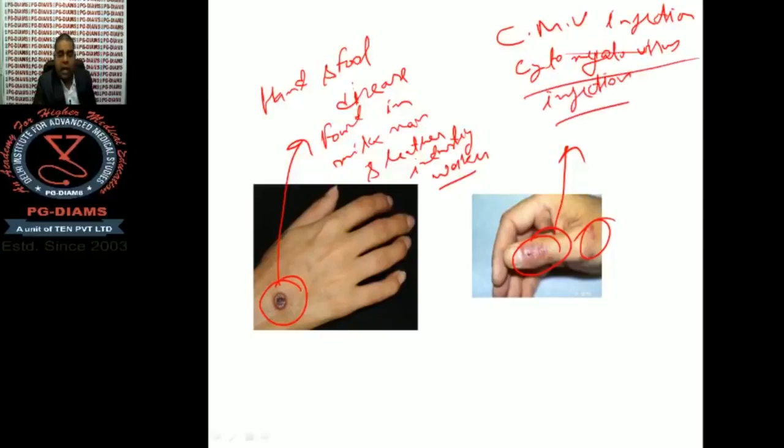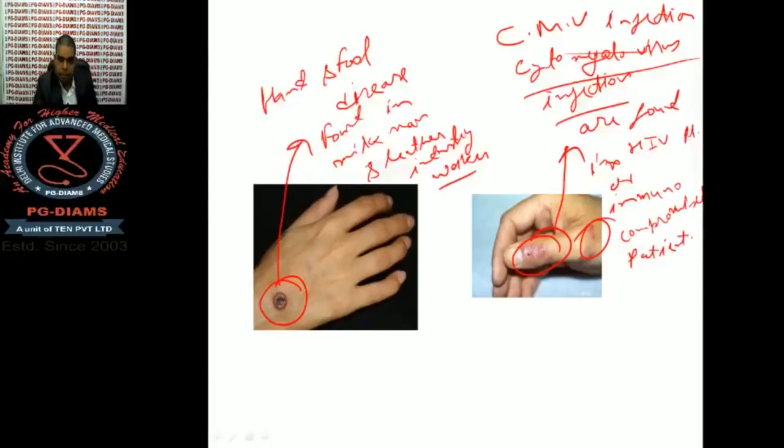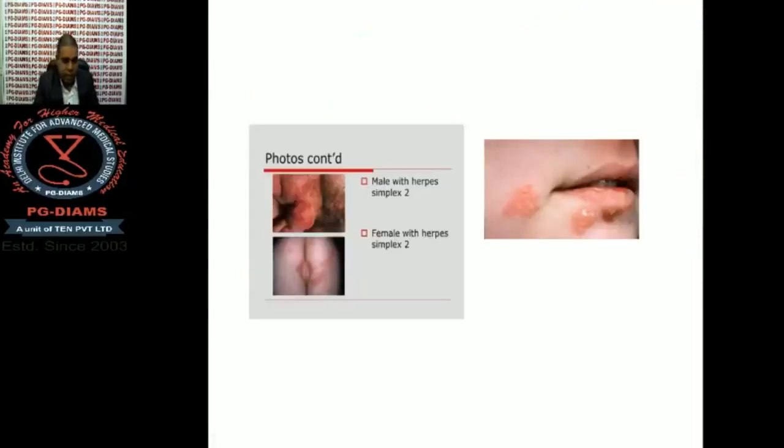This infection, cytomegalovirus infection, is found in immunocompromised individuals, HIV patients, or patients taking anti-cancer drugs, or patients on steroids. So immunocompromised patients. Okay, this is CMV infection, cytomegalovirus infection. Now look at other slides.